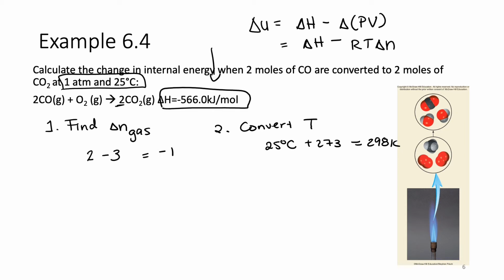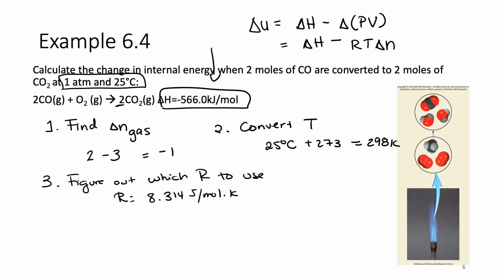So step 3, figure out which R to use. In this case, R is going to be 8.314 joules over mole times Kelvin. But notice, my loves, that my delta H is given to me in kilojoules. So if I use my R in joules, I have a unit mismatch. So I need to convert that R to kilojoules: 8.314 times 10 to the minus 3 kilojoules over mole times Kelvin. Step 4, world domination, or, put everything into the equation.